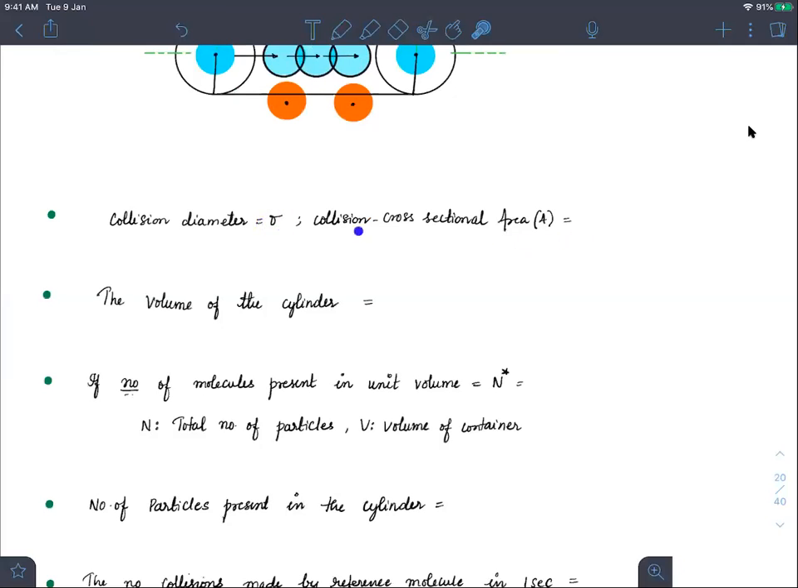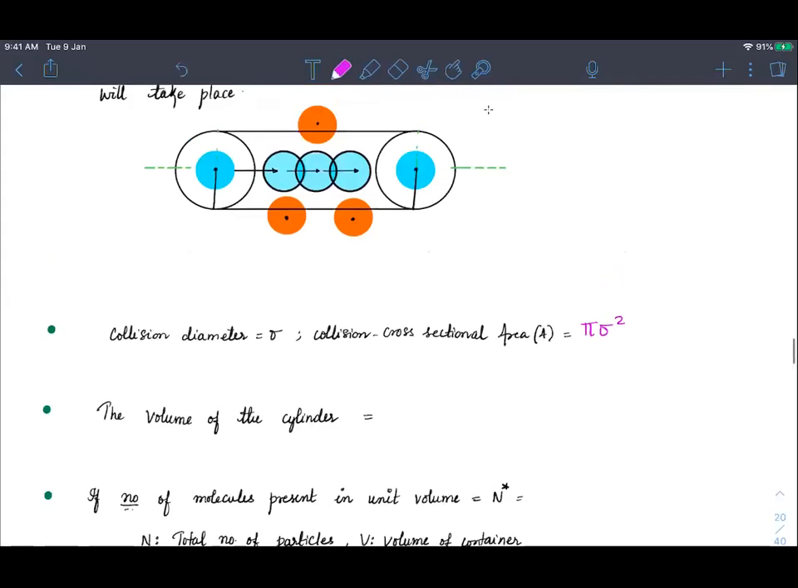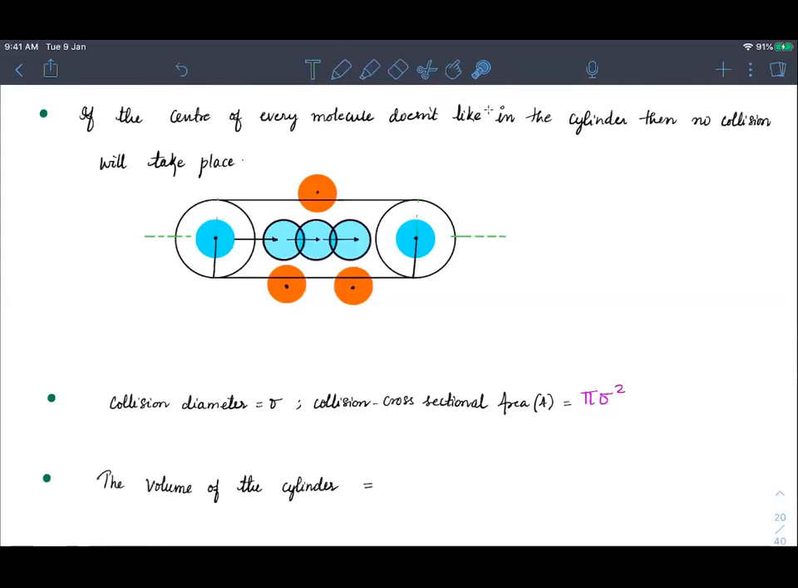What will be the collision cross-sectional area? Next question is about collision cross-sectional area. What do you mean by collision cross-sectional area? It means pi sigma square, because you can see when these 2 points collide with each other, what is the area that it covers? So pi sigma square.